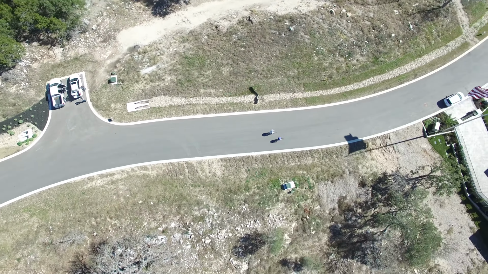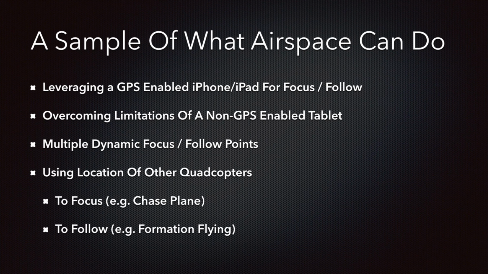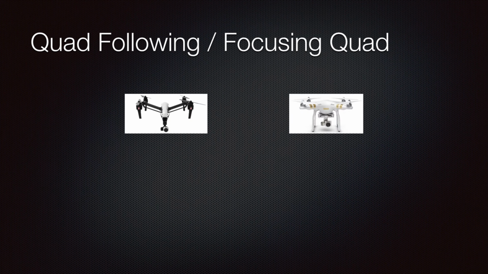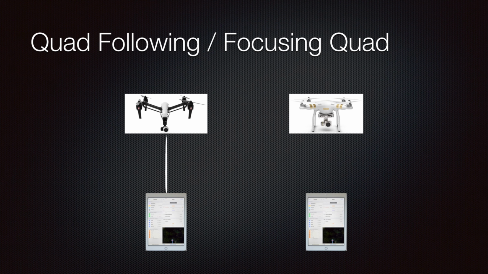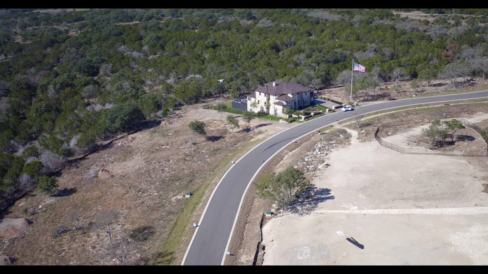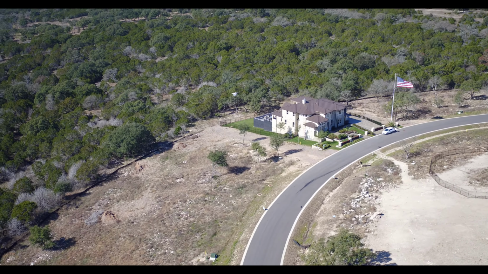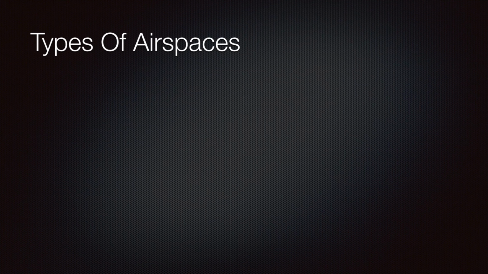If the device is connected to an aircraft, it will also share the aircraft telemetry with the other devices in the airspace. This allows you to have one quadcopter maintain camera gimbal focus on a second quadcopter, or even a third or fourth quadcopter, in a chase scenario. You can even follow the other quadcopter in formation flying as it free flies or runs its own mission.